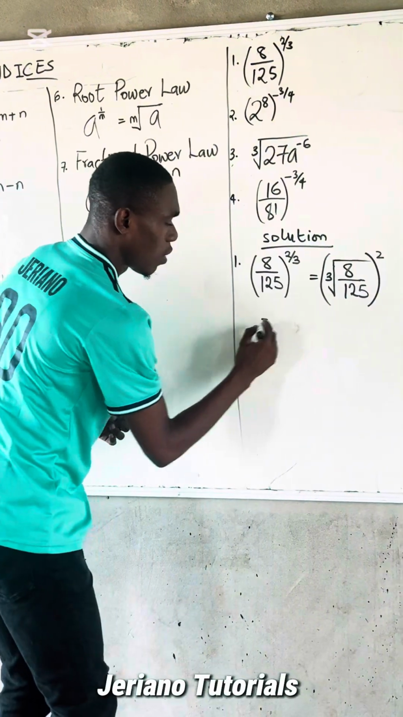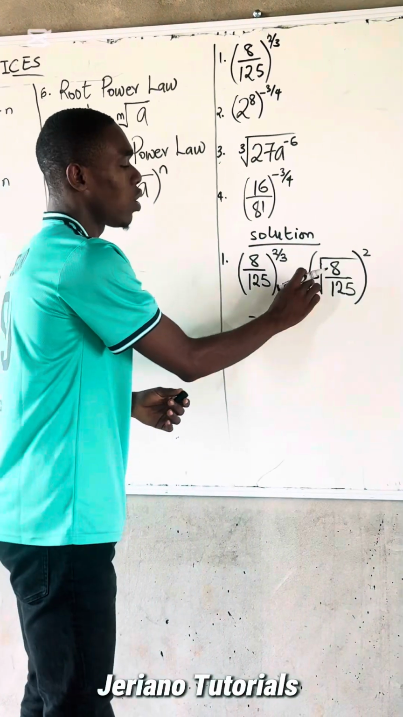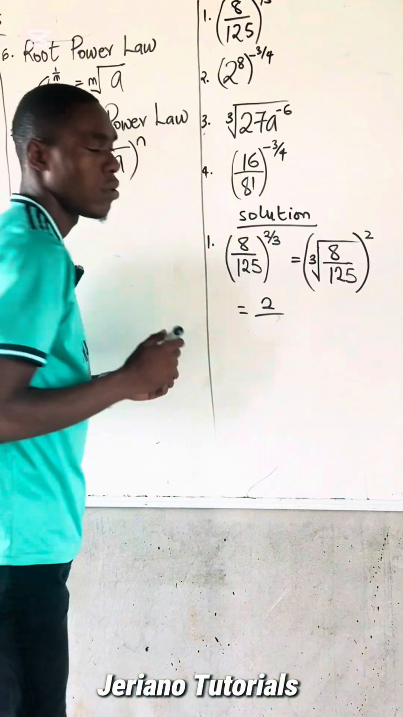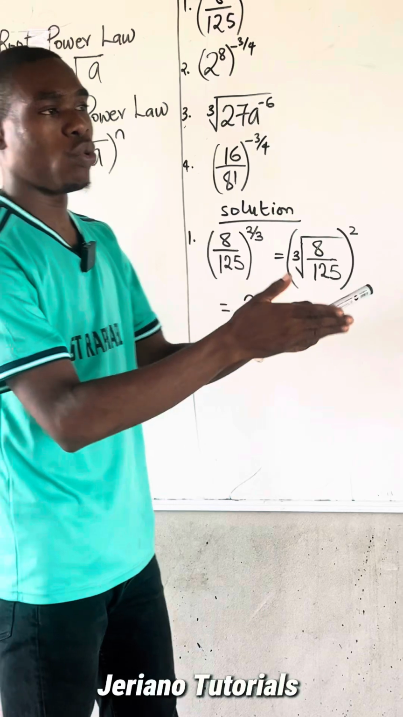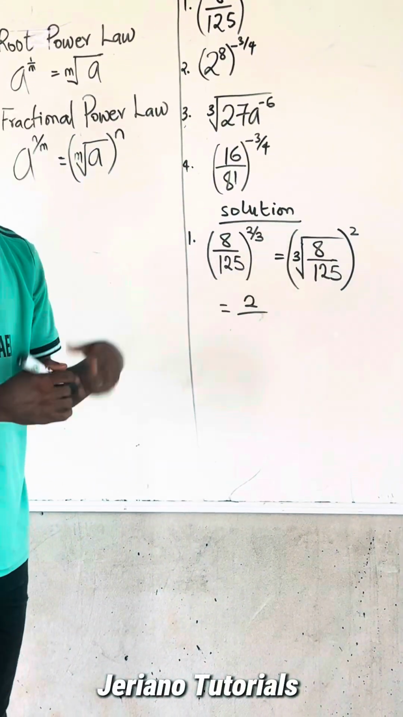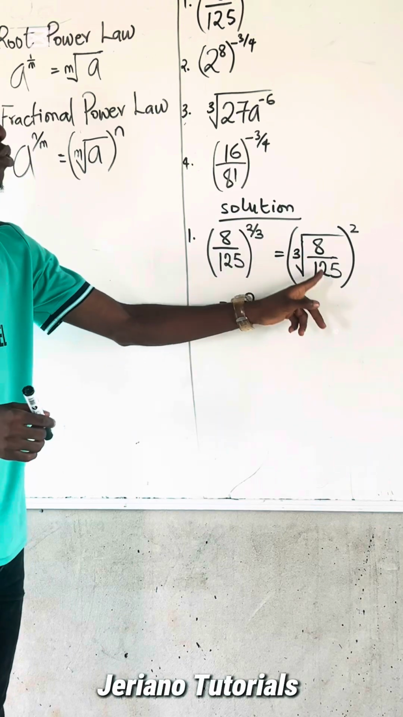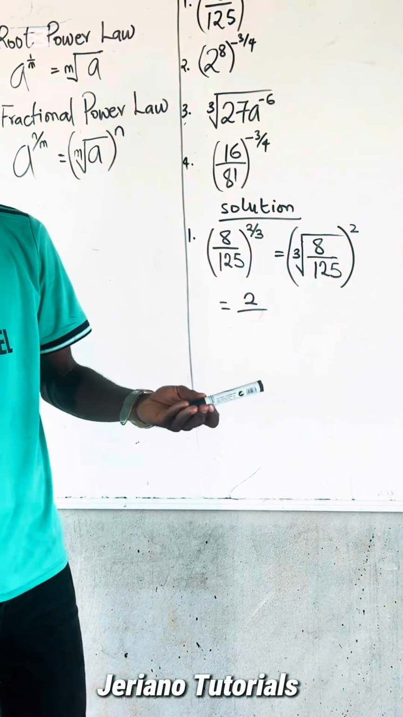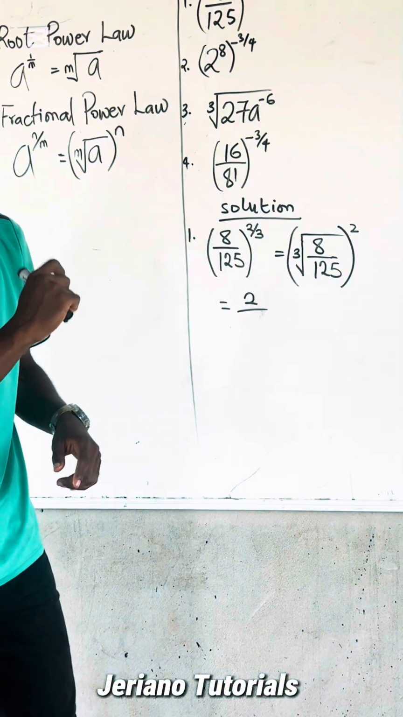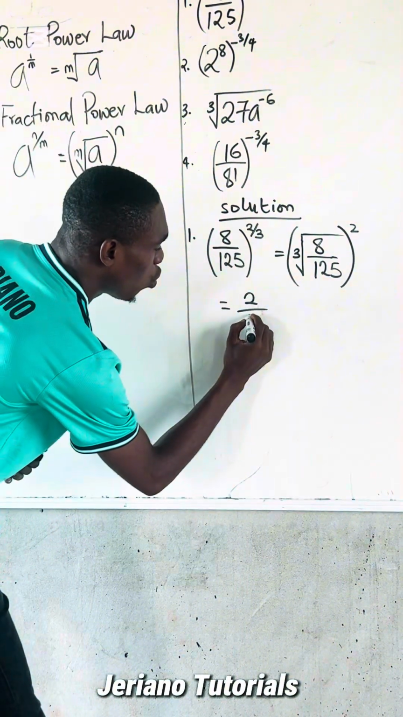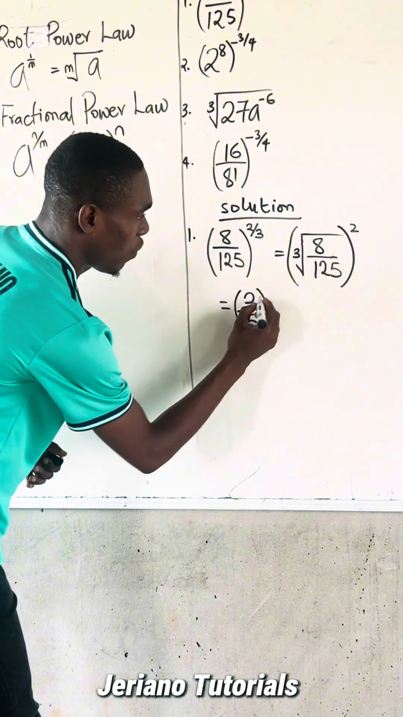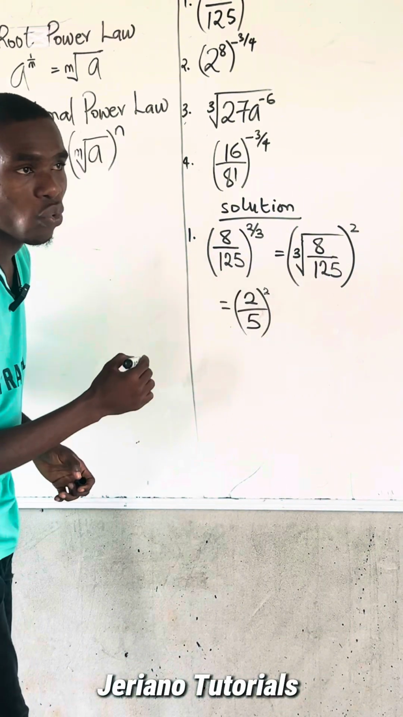Having done that, if you punch your calculator, the third root of 8 is 2, because 2 times 2 times 2 will give you 8. The third root of 125 is 5, because 5 times 5 times 5 is going to give you 125. So 2 over 5 is the third root of 8 over 125, all raised to the power of 2.